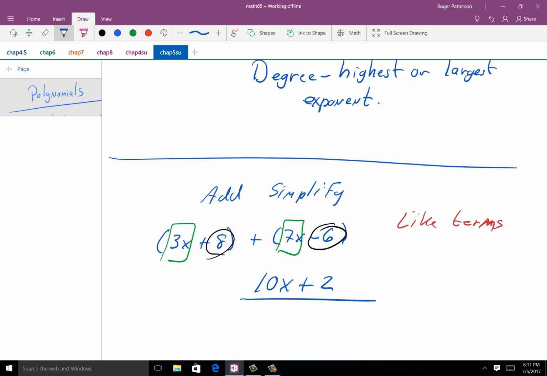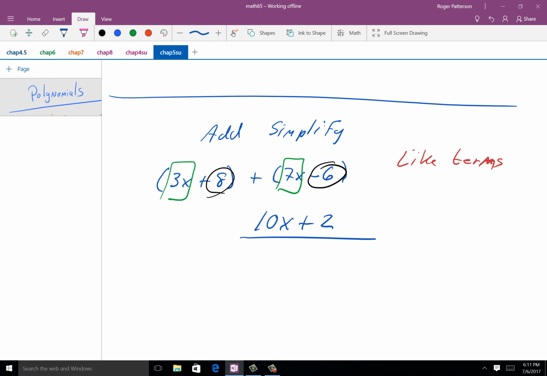And that's how you add them. It's pretty straightforward. You should have done some of that, I think, in Math 60. But at that time, you were just messing around with expressions. Okay, now we're doing polynomials, but it's not a whole lot different.